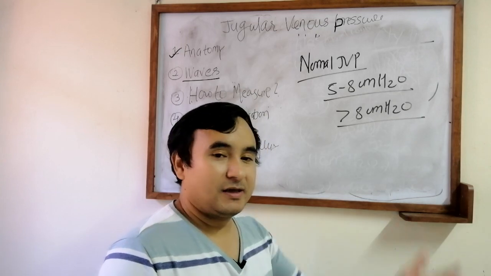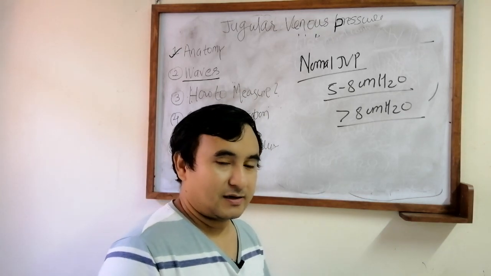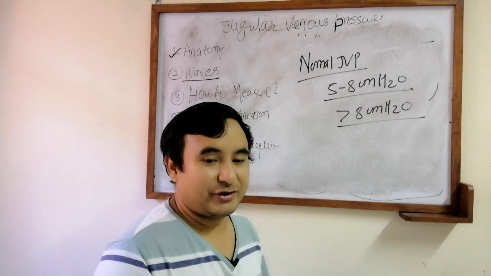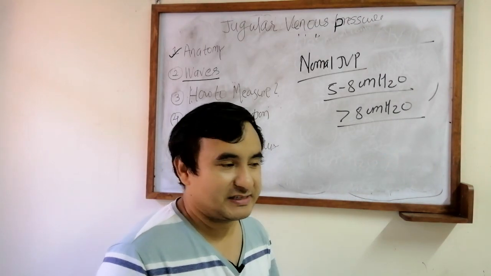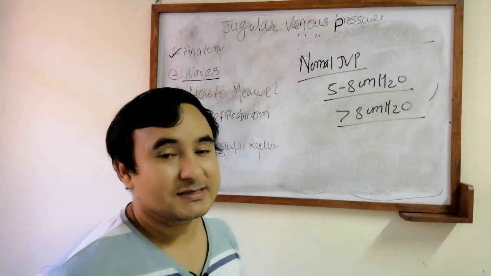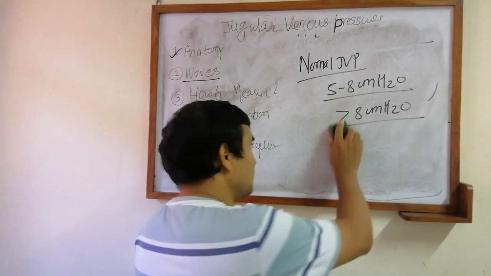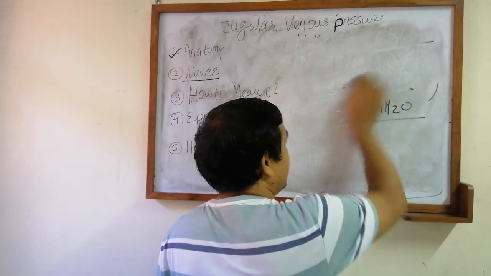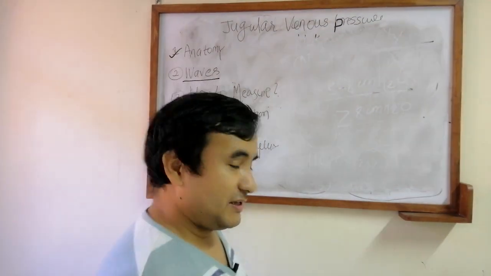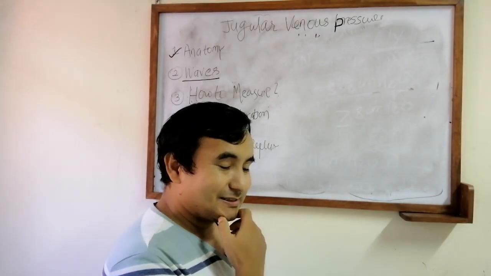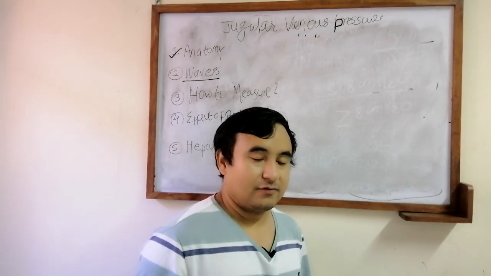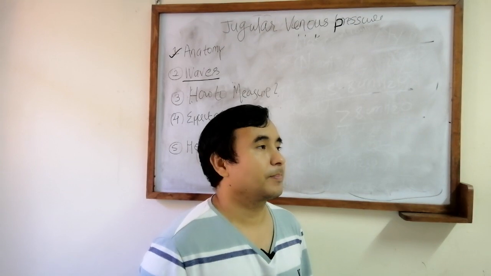The causes of the JVP elevation are, for example, tricuspid stenosis, right ventricular failure or biventricular failure. There are so many causes, pulmonary artery hypertension. But if it is more than 8 centimeter of water, then we can say JVP is elevated. But most of the students have difficulties: is it jugular vein pulsation or carotid artery pulsation? Sometimes it's very difficult for the medical student.